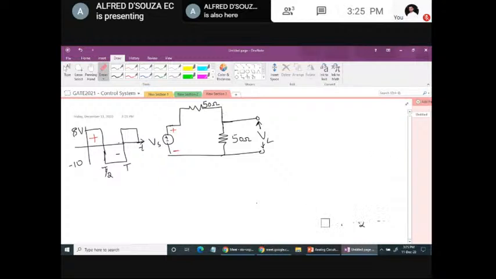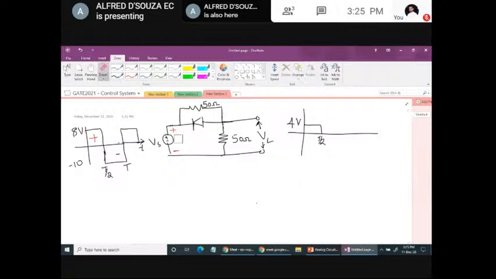So let me plot the graph. So for the positive half cycle, the output is half of that of the input. So it is 8 volt, half of that would be 4 volt. So this would be 4 volt till T by 2. Okay, fine. Next, let us see what happens in the negative half cycle.